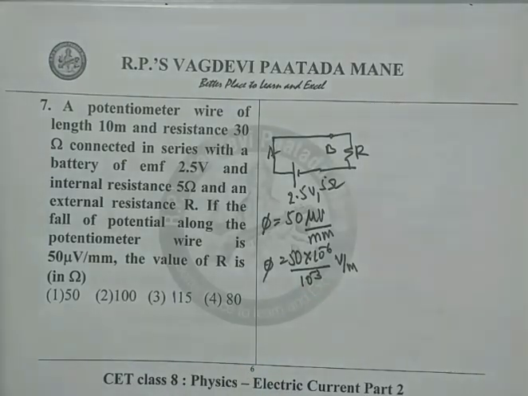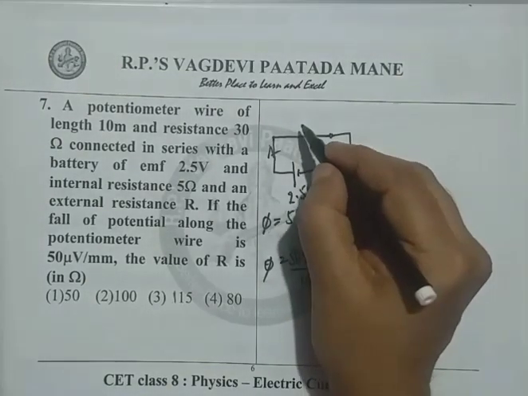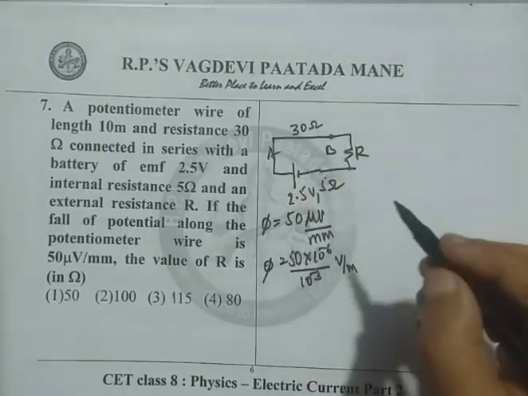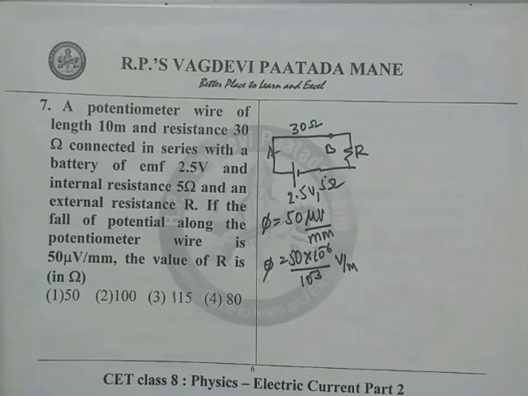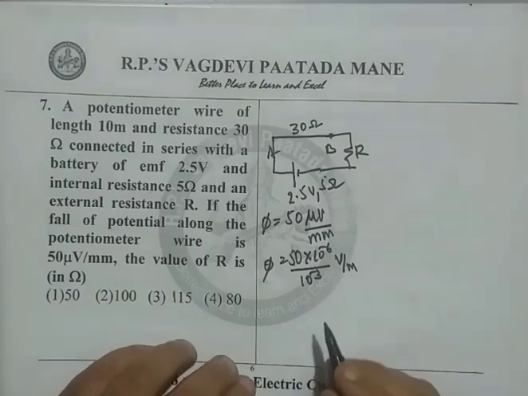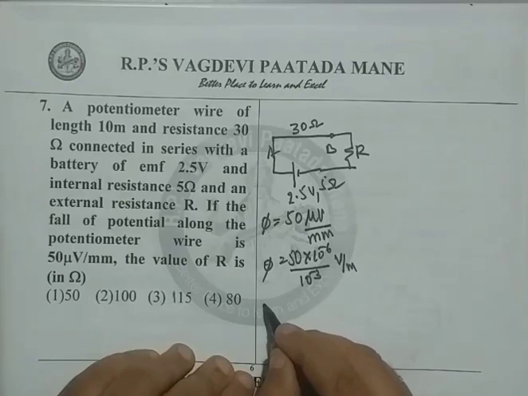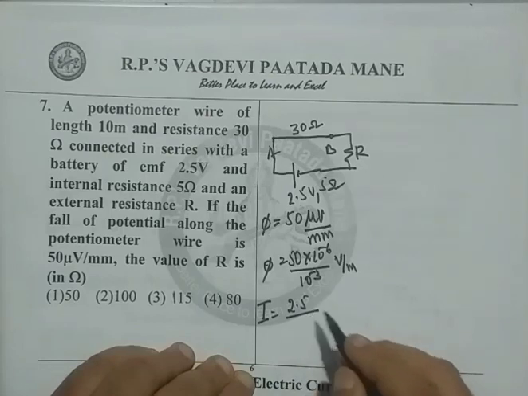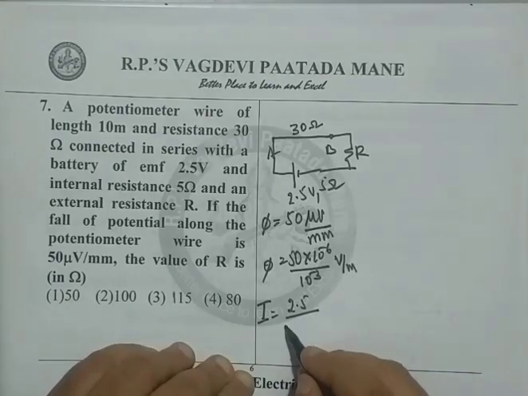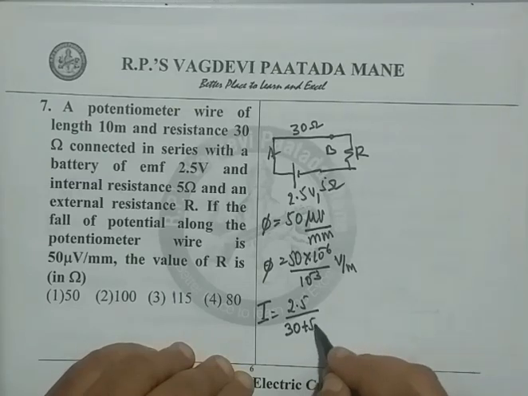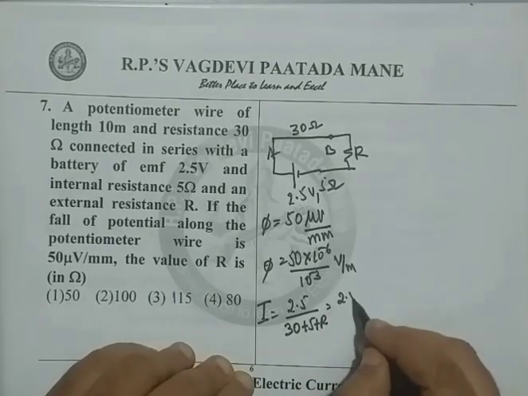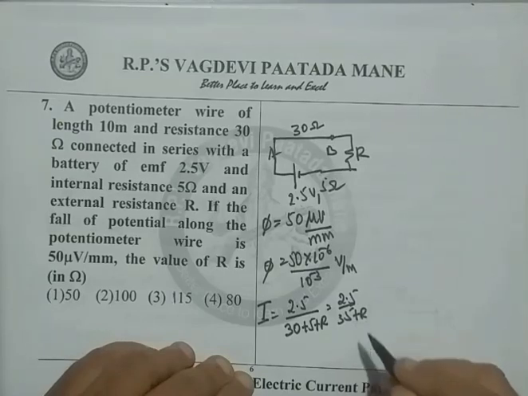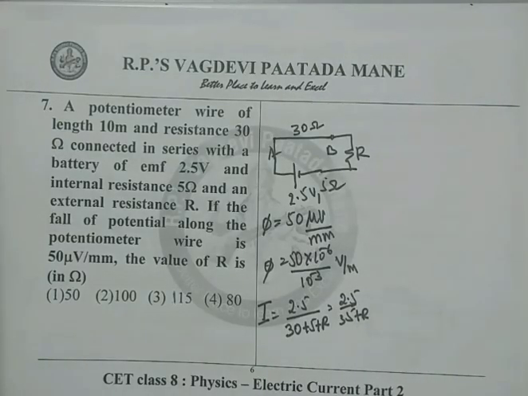So phi is now known. The value of R is to be calculated. Potentiometer wire resistance is 30 ohms and R is there, 5 is there. Therefore, we can simply calculate the current in this circuit. I equals 2.5 by net resistance, 30 plus 5 plus R. So 2.5 by 35 plus R. That is the I value, current in the circuit.